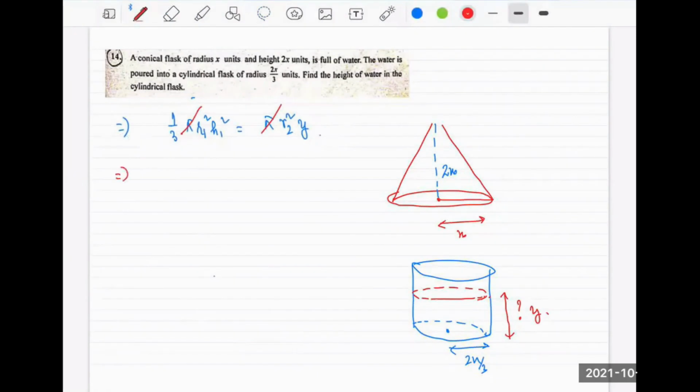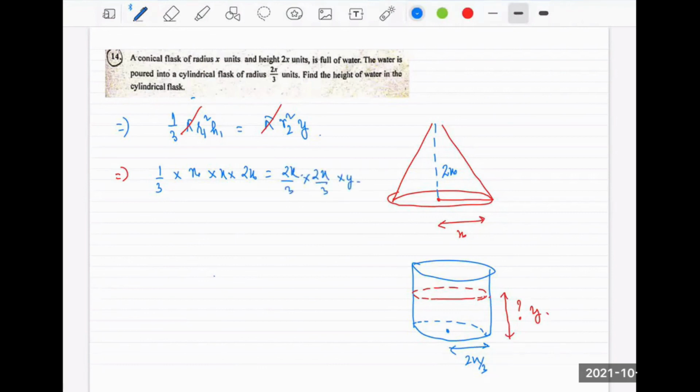Now you put in the value. We have got 1 by 3. R1 is how much? R1 is x, so it should be x squared. X squared into h1, which is how much? Twice x. This is equal to, what about R2 squared? R2 is 2x by 3, right? So you have to put 2x by 3 into 2x by 3 into y.